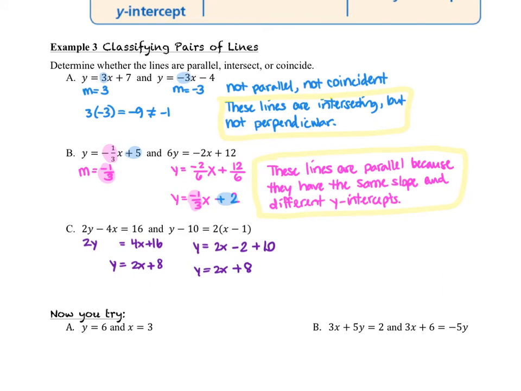Once we have them both in the same form, in that slope-intercept form, we can see that they have the same slope and the same y-intercept. So these lines are in fact coincident.